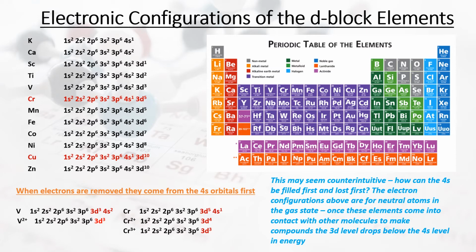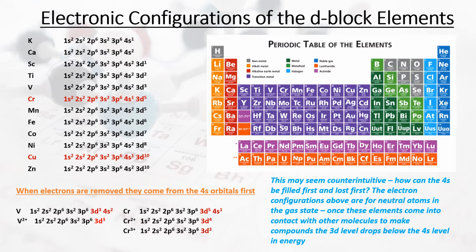Likewise for chromium, remember we have that slightly odd configuration, 3d5 4s1. To make chromium 2+, I lose my 4s electron first, and then I lose one of the d electrons to make 3d4. If it was chromium 3+, I then continue taking away the d electrons, so I end up with 3d3.